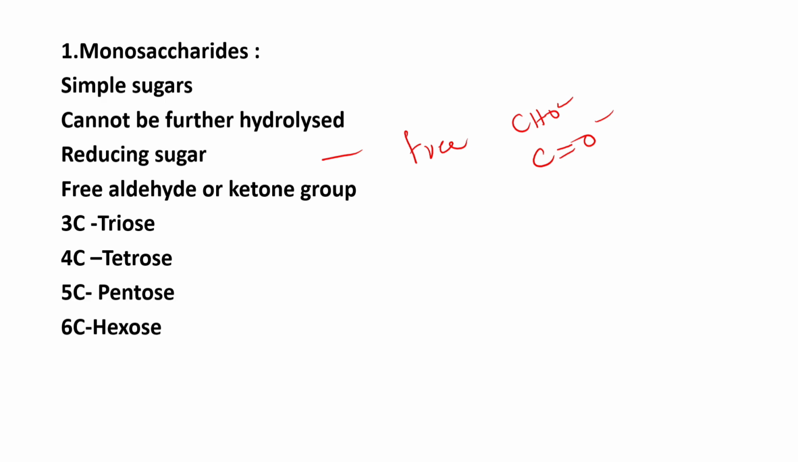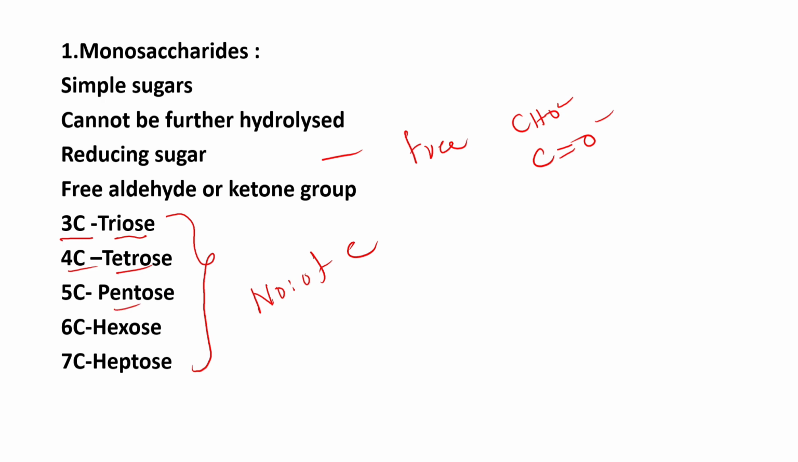This classification is based on the number of carbon atoms. Trioses contain 3 carbons. Tetroses contain 4 carbons. Similarly, pentoses contain 5 carbons, hexoses contain 6 carbons and heptoses contain 7 carbons. So based on the number of carbon atoms, they are classified into trioses, tetroses, pentoses, hexoses, heptoses, etc.